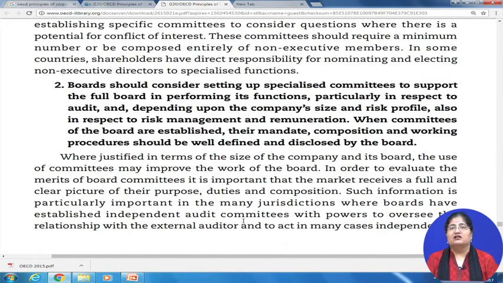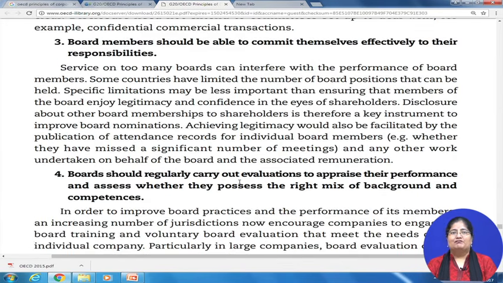Boards should consider setting up specialized committees to support the full board in performing its functions, particularly in respect to audit and, depending on the company's size and risk profile, also in respect to risk management and remuneration. When committees of the board are established, their mandate, composition and working procedures should be well defined and disclosed by the board. Board members should be able to commit themselves effectively to their responsibilities.